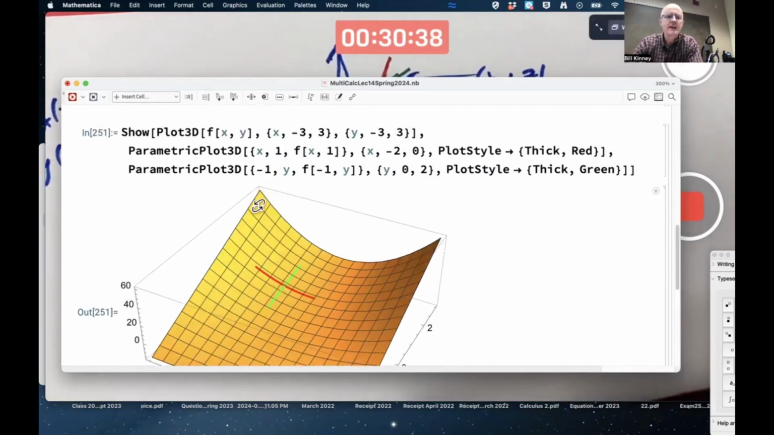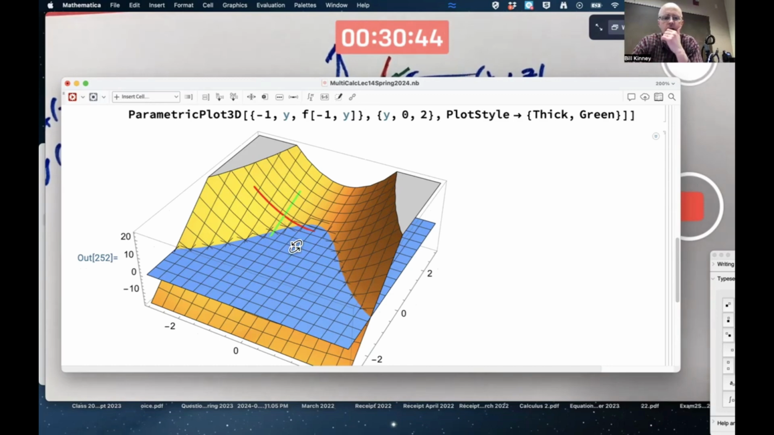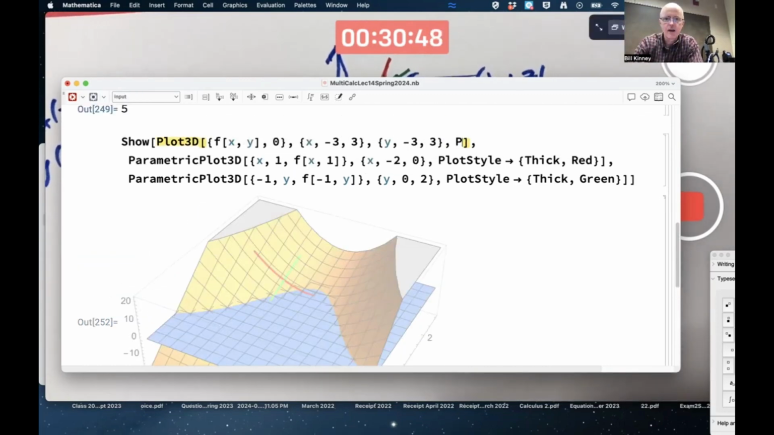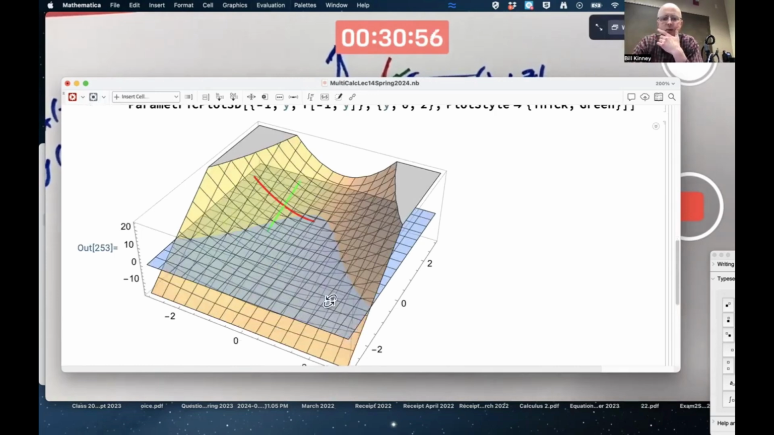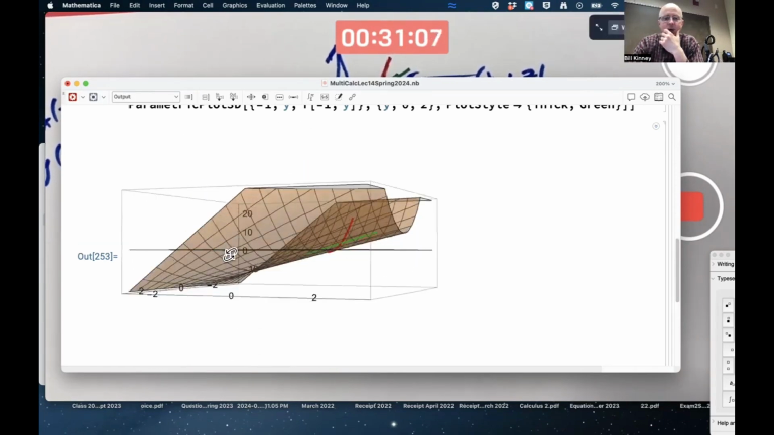Let's plot the XY plane in here too. There it is. There's the XY plane. I should make these somewhat opaque, see through. So that bluish plane is the XY plane where z is 0. This graph is the graph of the function. If I rotate it like this, that's more like what I drew.